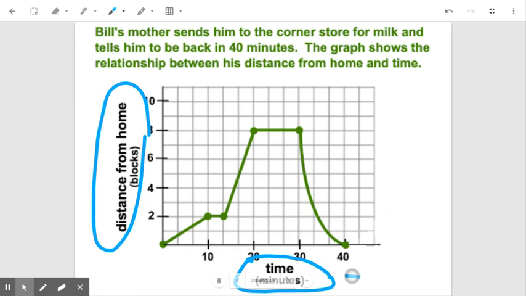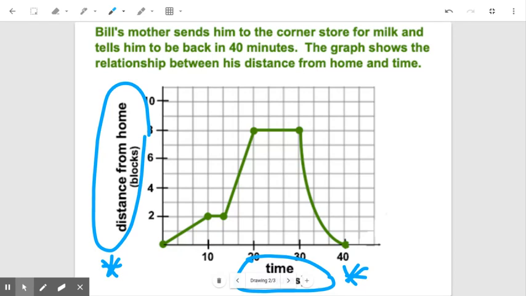Now, before we do anything else, let's talk about this being connected or continuous. I know, like we said last time, time can be in partial minutes. The distance from home can also be in partial blocks because you don't just go from being 1 block away to 2 blocks away without passing all those little things in between. So this should be connected because my time and my distance, both my domain and range, can be partial numbers. They don't have to be whole numbers.